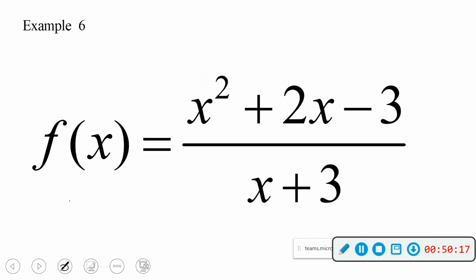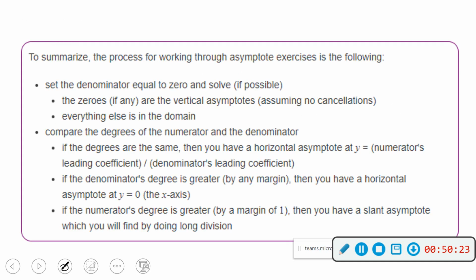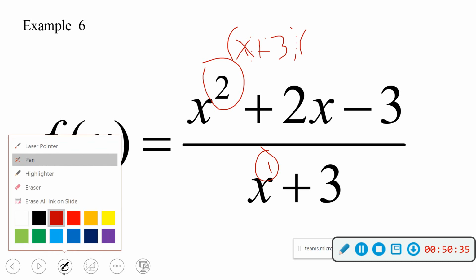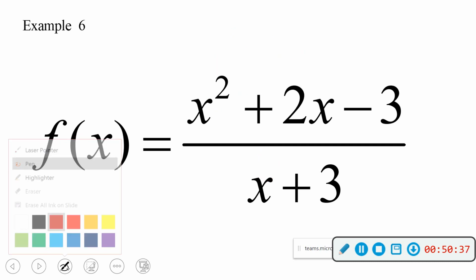Oh, this looks much like example 5. Why is that? The degree on top is larger than the degree on the bottom. Remember, that's right here. Numerator degree is greater than denominator degree. Okay? So let's start by factoring. This would be x plus 3. And I want to make this a little bit neater for you guys because this is going to change a little bit.